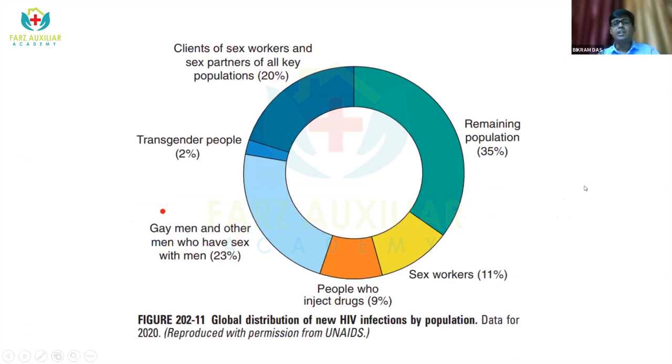This is the global distribution of new HIV infections. A big chunk is taken by clients of sex workers, that is 20%, which is actually more than the sex workers themselves, 11%. The MSM population is 23%, transgender 2%, and IDU 9%. The remaining population, 35%, is also having HIV.